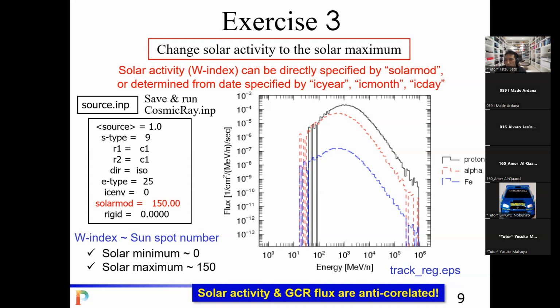So the W index is more closely evaluated from the current cosmic ray intensity of a certain date. So it is definitely a better index to express the cosmic ray intensity. The sunspot number is just a rough representation of the cosmic ray intensity.